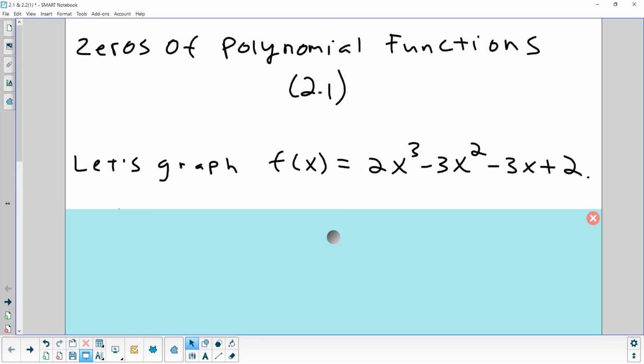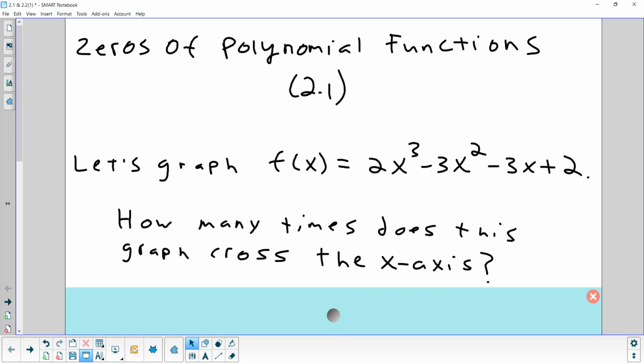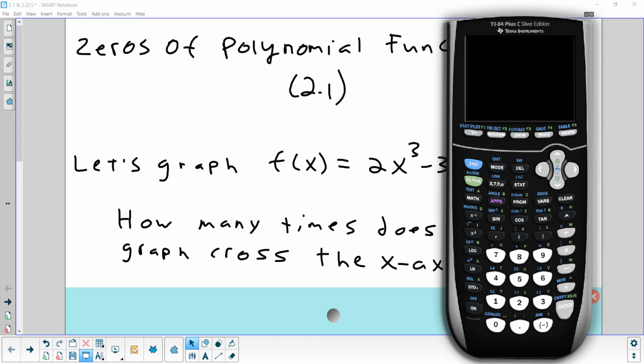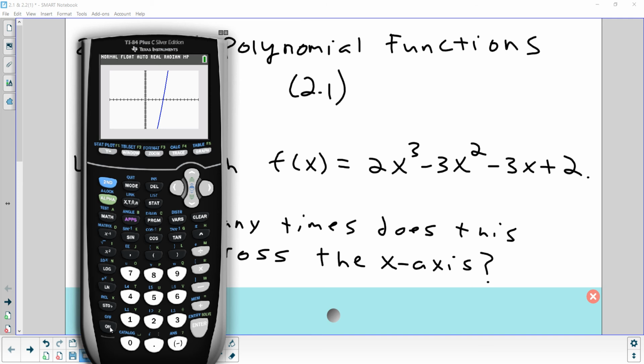Okay, so the first thing I want to take a look at is let's just type that in on the graphing calculator. All right, so 2x cubed minus 3x squared minus 3x plus 2. What I want to kind of focus on is how many times that graph crosses the x-axis. All right, and after a while, you'll kind of have an idea of how many times it could cross without even graphing it, just by looking at the equation. Okay, so let's see if we notice anything.